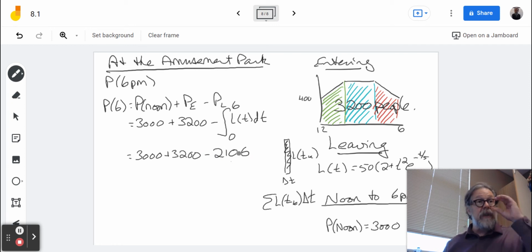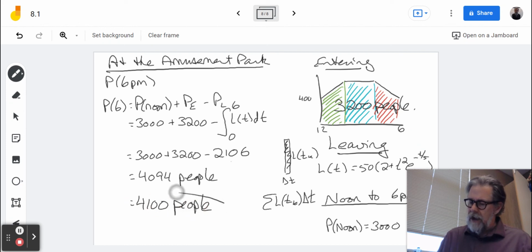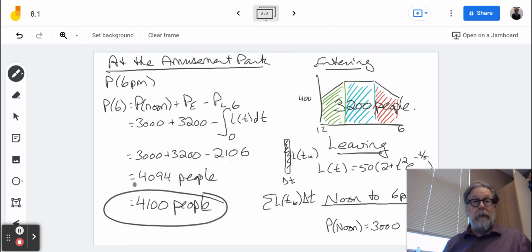And plugging that into our calculator, what we get is that approximately 2,106 people left in that interval, leaving a total of 4,094 people in the park. And in this kind of business, we generally round to the nearest 100 because the question is not how many to the one, but roughly how many people are in the park. So we'll call that approximately 4,100 people in the park at 6 p.m.